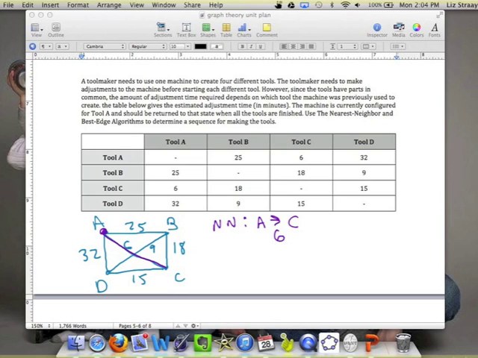And then from C, where can I go the most cheaply? D. And that's worth 15. And then I can't go back to A or C, so all I have to do is go to B because that's the only thing I have left to make. So I have to go to B no matter the cost, and the cost is 9. And then I've got to get myself back to A, and B to A is 25. So we add that up, and we get 55 for our nearest neighbor.